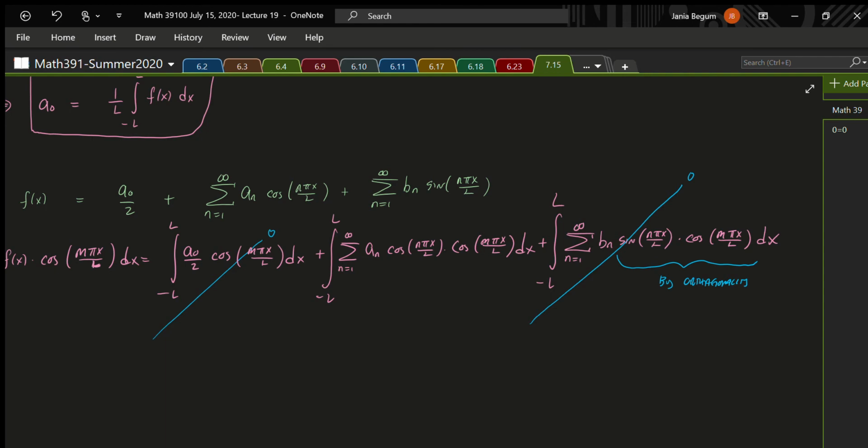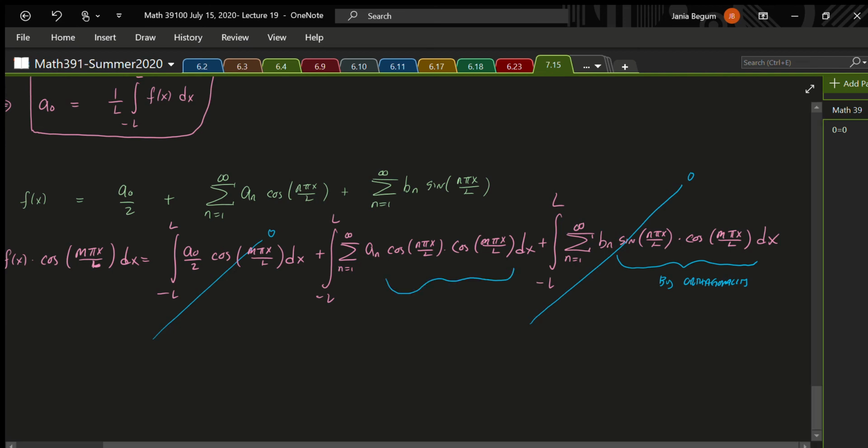So we're integrating from negative L to L cosine of n pi x over L and cosine of m pi x over L. Now check this out. Again, there's a lot of clarification that you need to fill in. We only have just enough time to go through the examples and a few computations. So check this out. I'm going to break this into two cases, cosine of n and m.